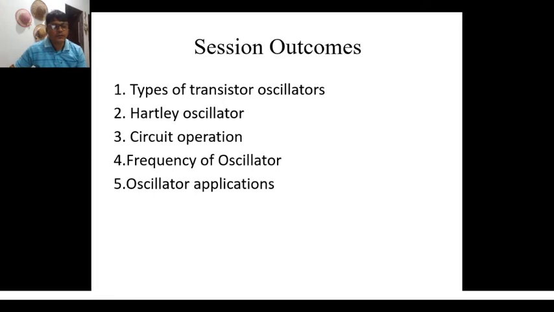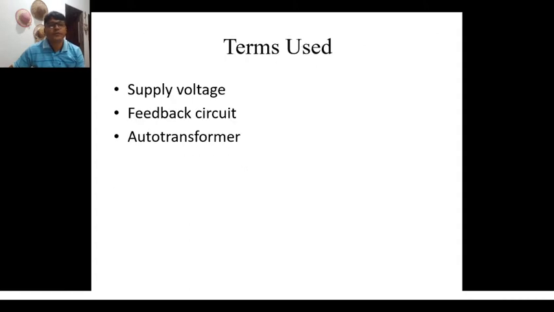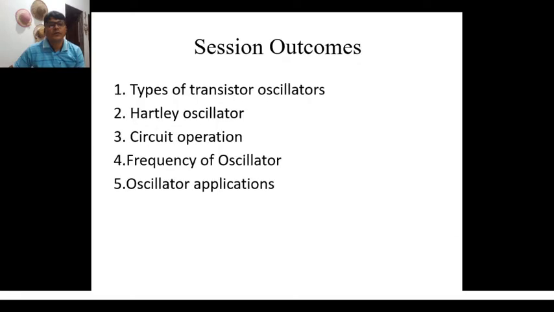The following are transistor oscillators commonly used in many electronic circuits: tuned oscillators, Colpitts oscillator, Hartley oscillator, phase shift oscillator, Wien bridge oscillator, and crystal oscillator. Now in this session you will see the Hartley oscillator.